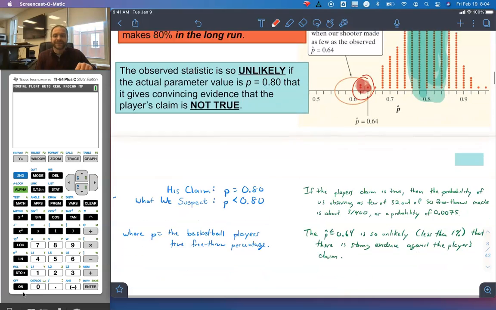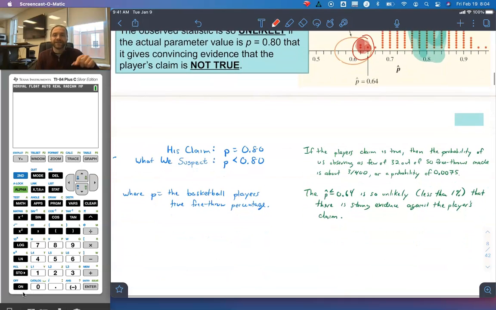And so really this is kind of the situation: his claim is the null hypothesis. We suspected the alternative hypothesis, that the proportion of shots is less than 0.80. Notice I used P, but I'm going to say it: if you don't define it, you don't get to use it. So P equals the basketball player's true free throw percentage.